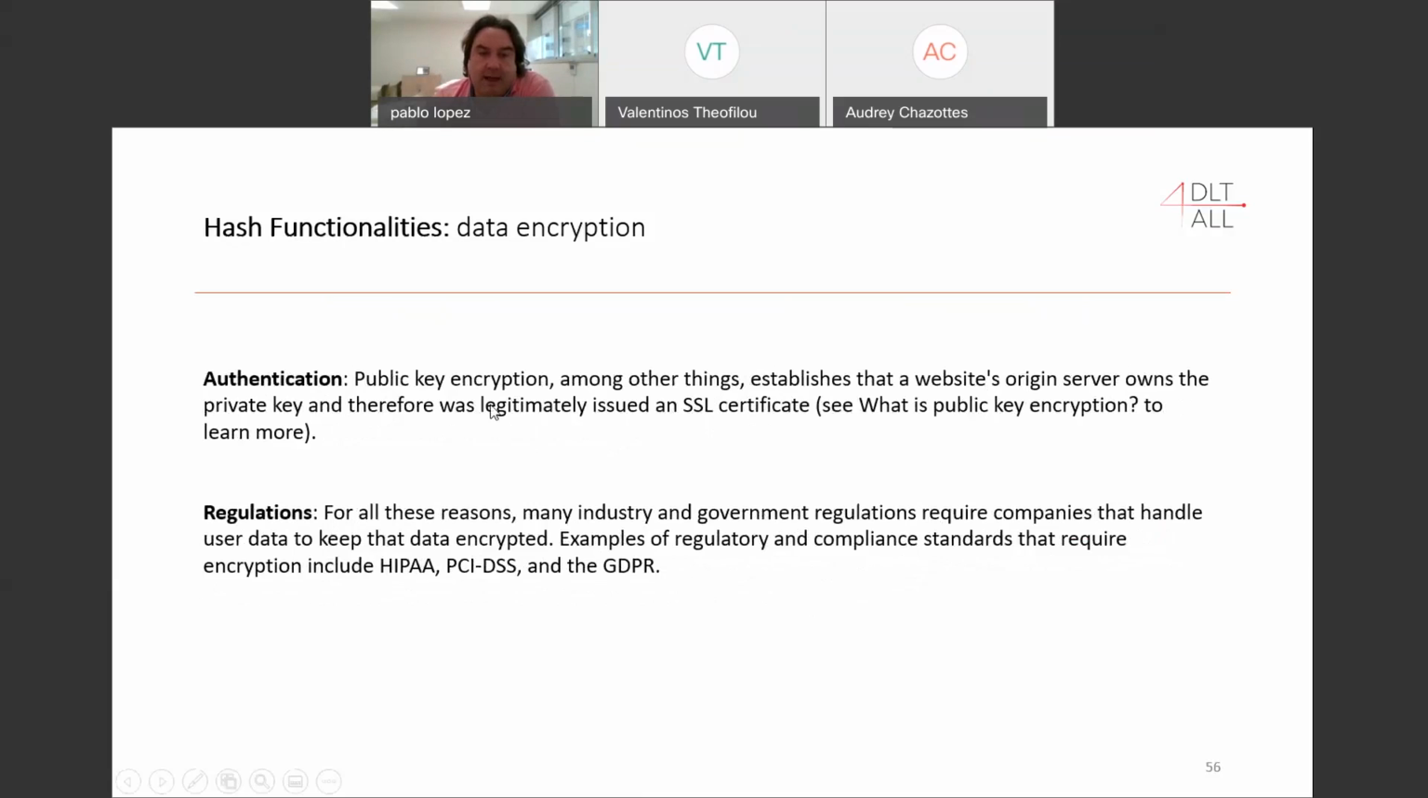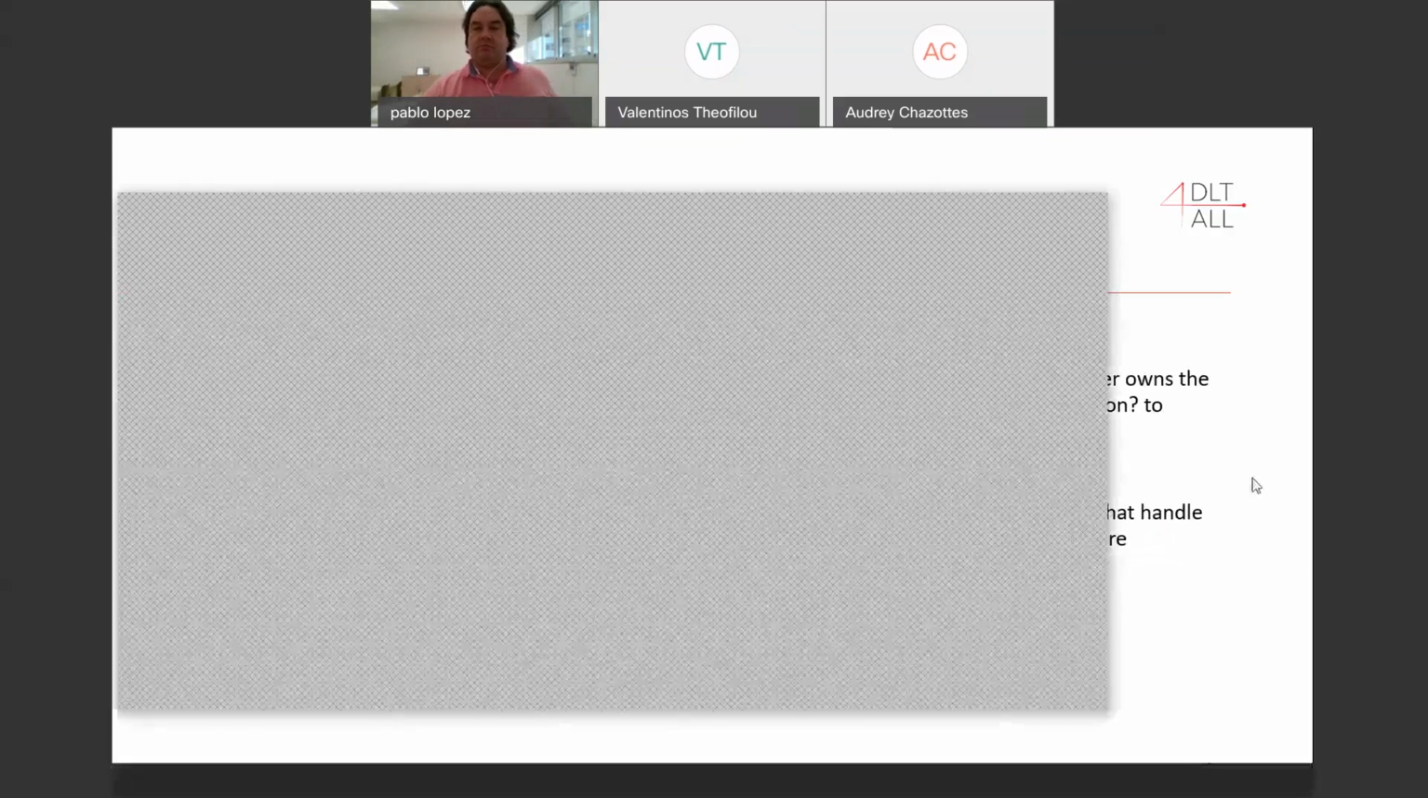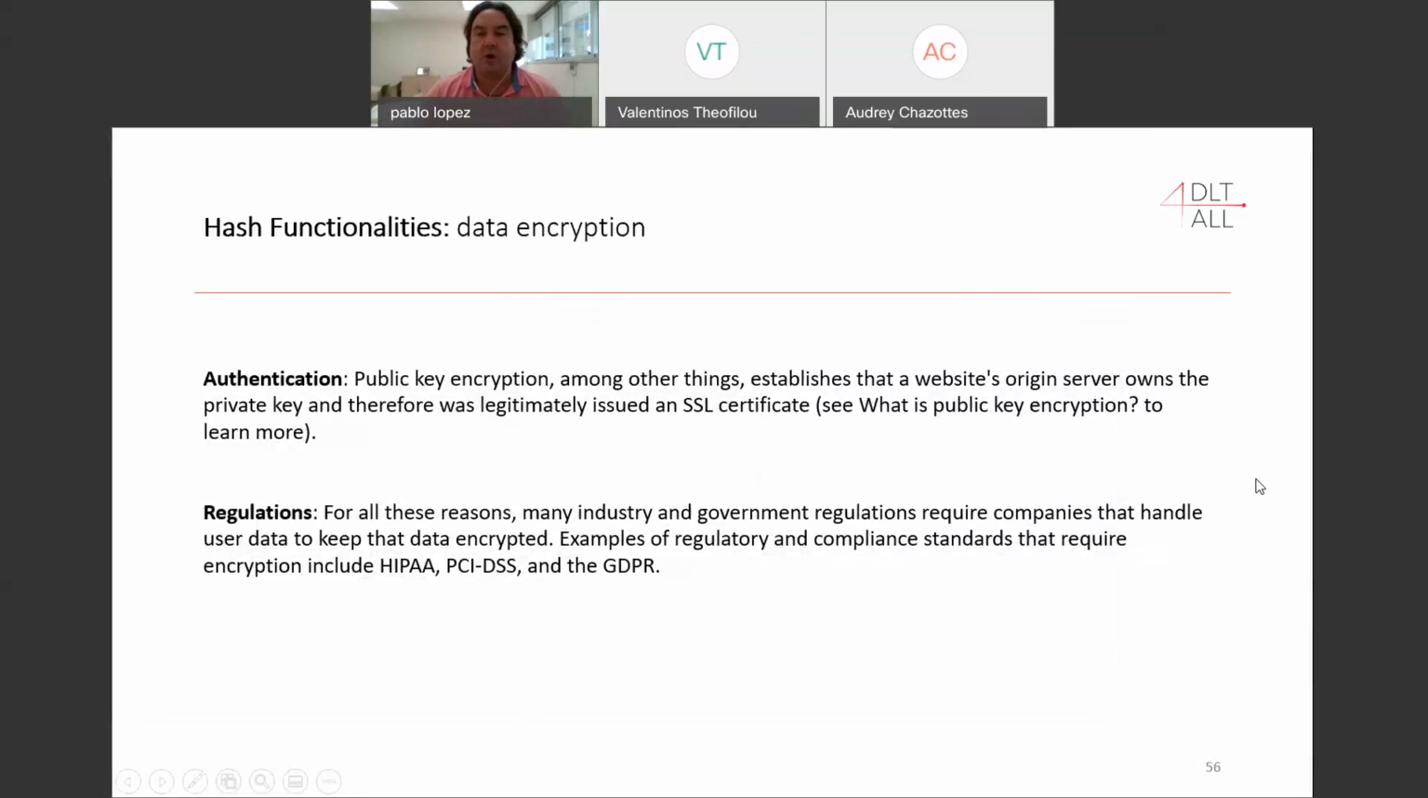Authentication. Public key encryption, among other things, establishes that a website origin server owns the private key and therefore was legitimately issued an SSL certificate. See what is public key encryption to learn more.